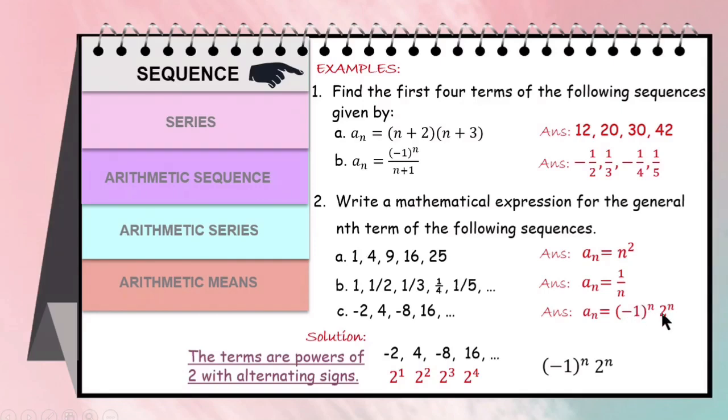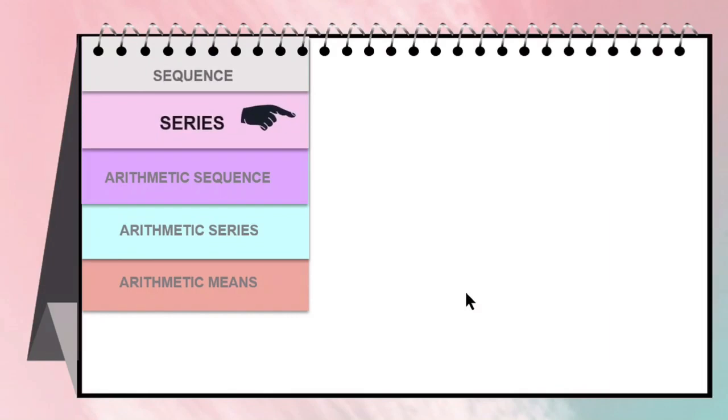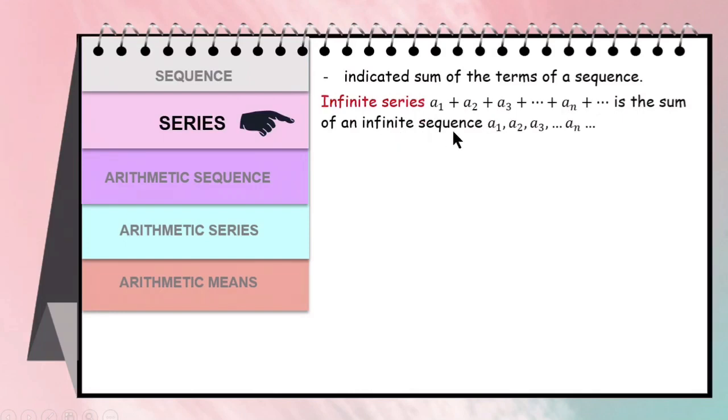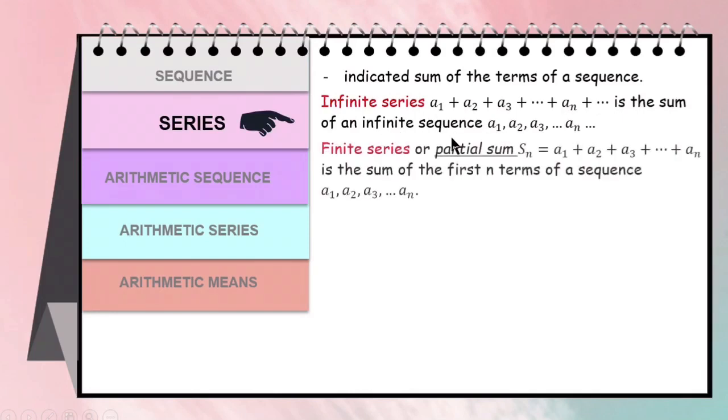The sum of these terms can be expressed as 1 plus 4 plus 9 plus 16 plus 25, 1 plus 1/2 plus 1/3 plus 1/4 plus 1/5. This sum is an example of a series. It is the indicated sum of the terms of a sequence. An infinite series is the sum of an infinite sequence, and a finite series or partial sum is the sum of the first n terms of a sequence.